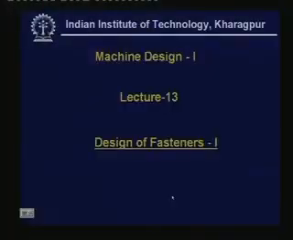Now today's lecture will be on the design of fasteners. Now fasteners are a very important member in a machine or in a machine component, because a machine which may be a huge structure cannot be fabricated or manufactured as a single piece. So we'll have to make different components and then tighten them or join them together to make a complete whole.